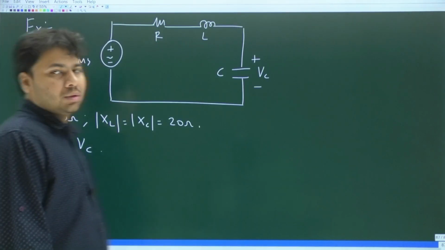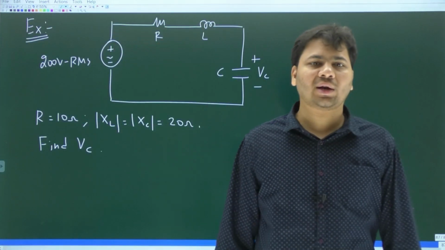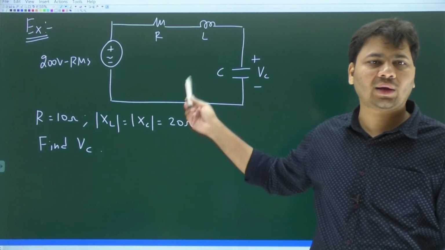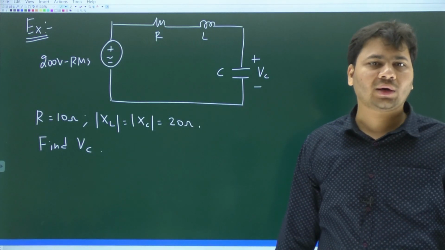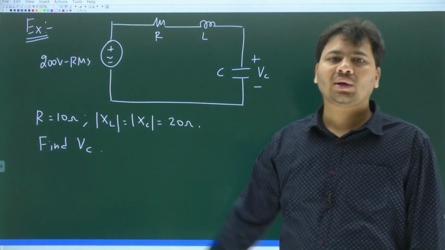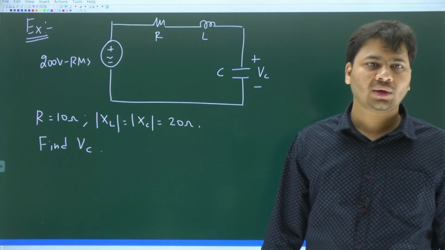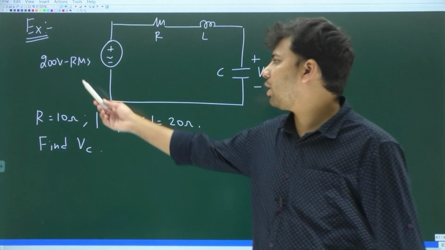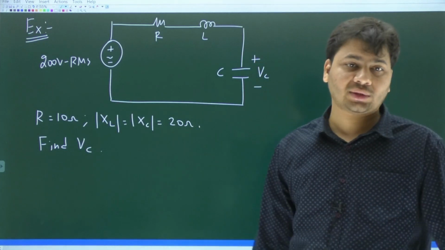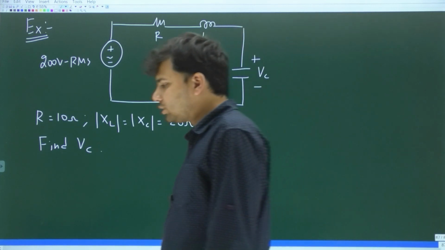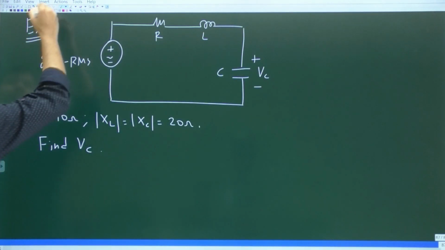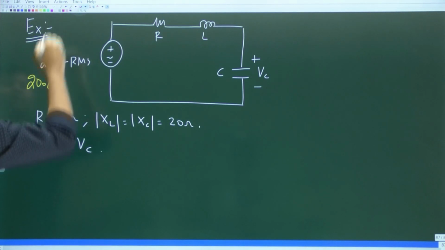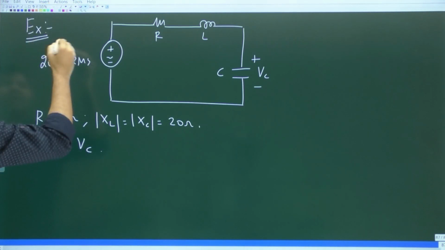Okay, so this is a series RLC circuit. Do you all agree with that? Clearly R, L and C, all three are connected in series across a sinusoidal voltage source. What is given for the sinusoidal voltage source? They simply gave 200 volt RMS. What does it mean? Let me write it properly. So this actually means what?